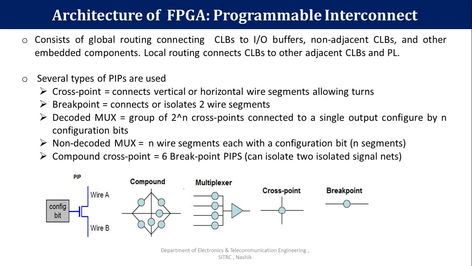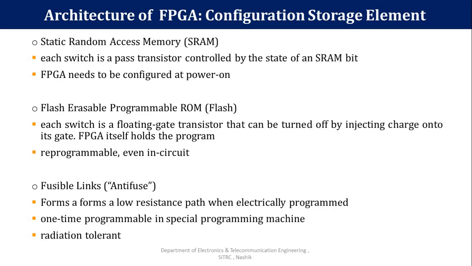Non-decoded mux, here it uses n wire segments, each with a configuration bit. And compound cross point, here 6 breakpoint PIPs are available. It can isolate any two isolated signal leads, meaning it can connect any two wires. This is about the internal architecture of programmable interconnects and the types of programmable interconnect switches or points.